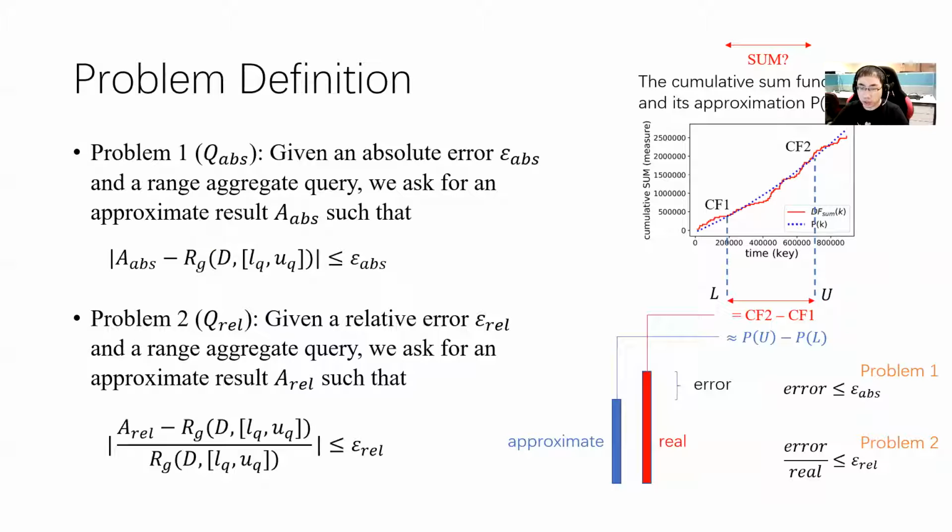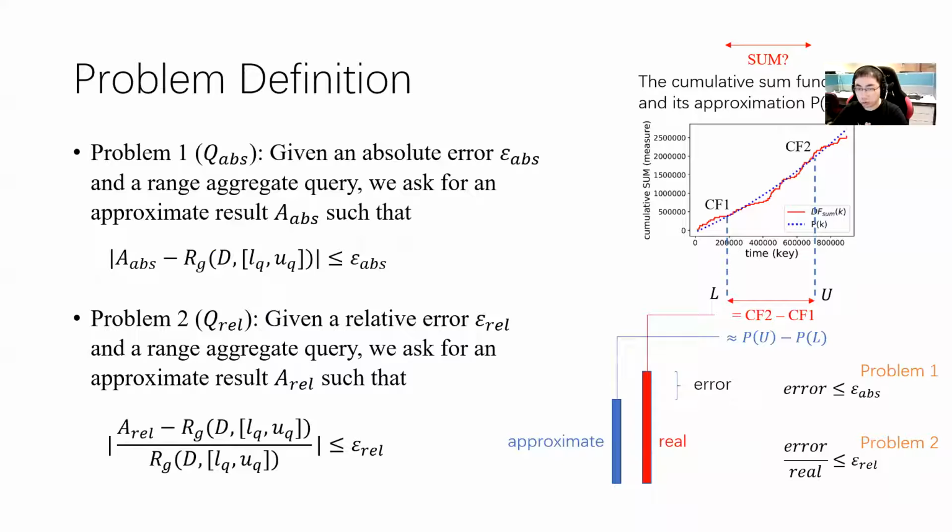Here, we formally define our problem as follows. A user can provide an absolute error threshold or a relative error threshold, such that the returned approximate range aggregate query result should satisfy the given error thresholds. Take the previous sum query, for example. If we use the generated cumulative sum function to get the corresponding cumulative sums at L and U, then we could use CF2 minus CF1 as the result.